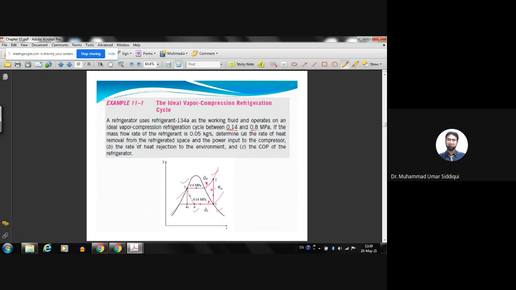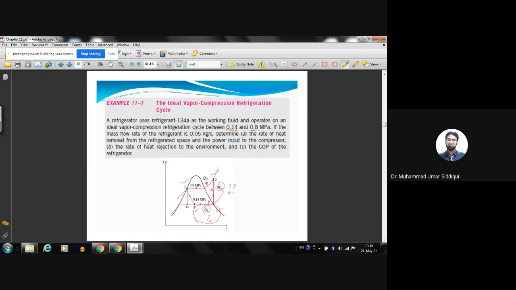If the mass flow rate of the refrigerant is 0.05 kg per second, determine the rate of heat removal from the refrigerated space. So here we'll have the refrigerated space. The rate of heat removal from the refrigerated space will be Q dot L. So this is what we need to determine. And the power input to the compressor. The compressor is between 1 to 2. So the power input to the compressor will be W dot in.